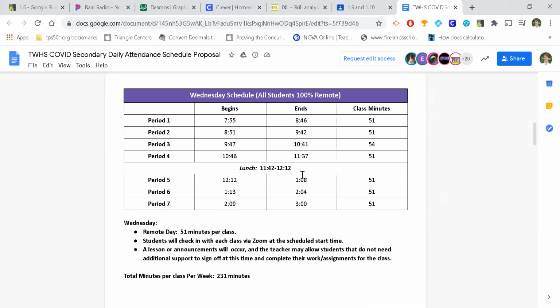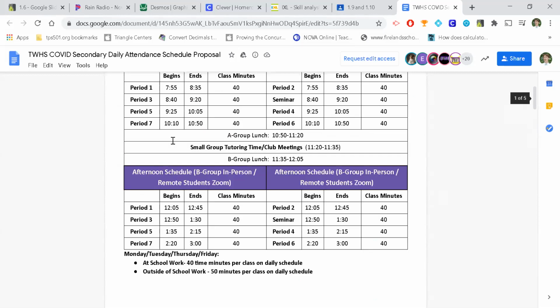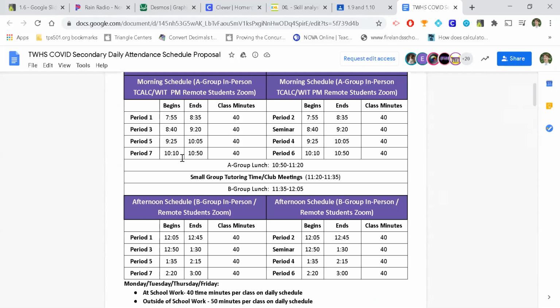If you are in group A, you are done with Zooming and in-person classes at 10:50. The rest of the time is yours to do whatever assignments or work you've been given. You're getting a half day of school every day, remote or not. That might be in person or it might be you Zooming into a class. If you're in A, you're doing it for the first half of the morning. If you're in B, you do it for the second half. That's the idea.